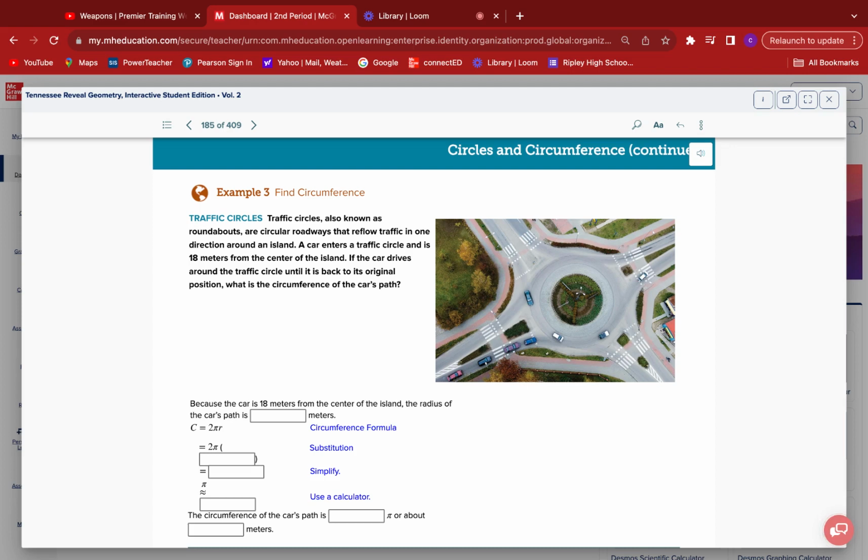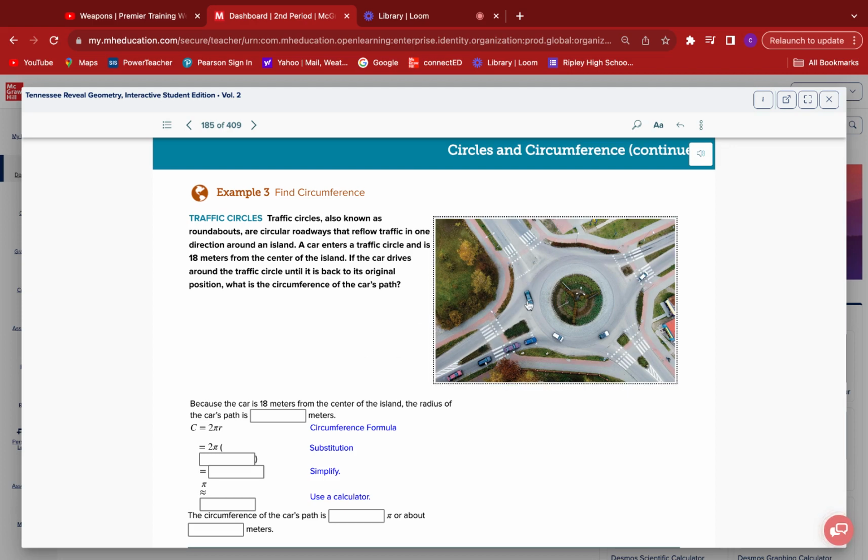All right, so traffic circles, also known as roundabouts, are circular roadways that reflow traffic in one direction around an island. A car enters a traffic circle and is 18 meters from the center of the island. I'm saying that's your radius. So if you're entering here, you're 18 from the center, that's your radius. If the car drives around the traffic circle till it's back to its original position, what's the circumference?